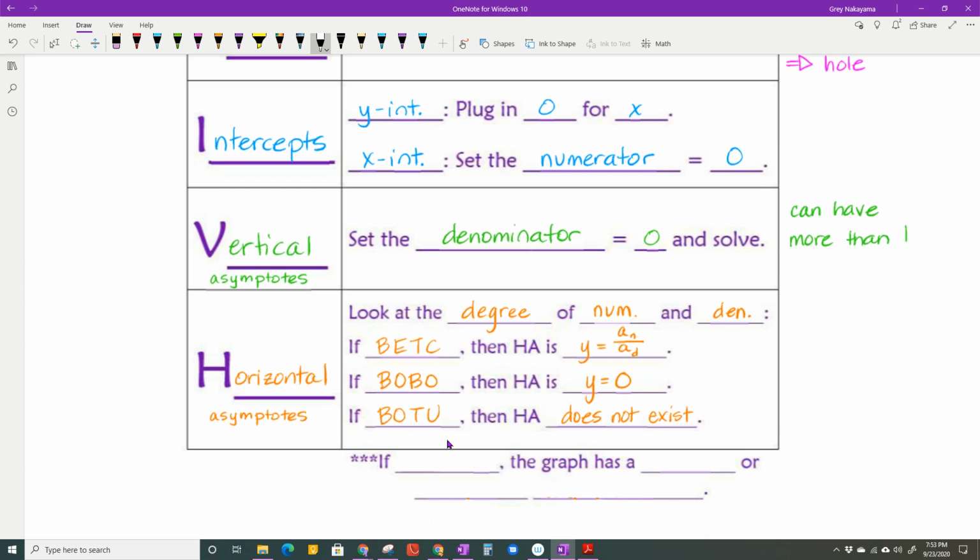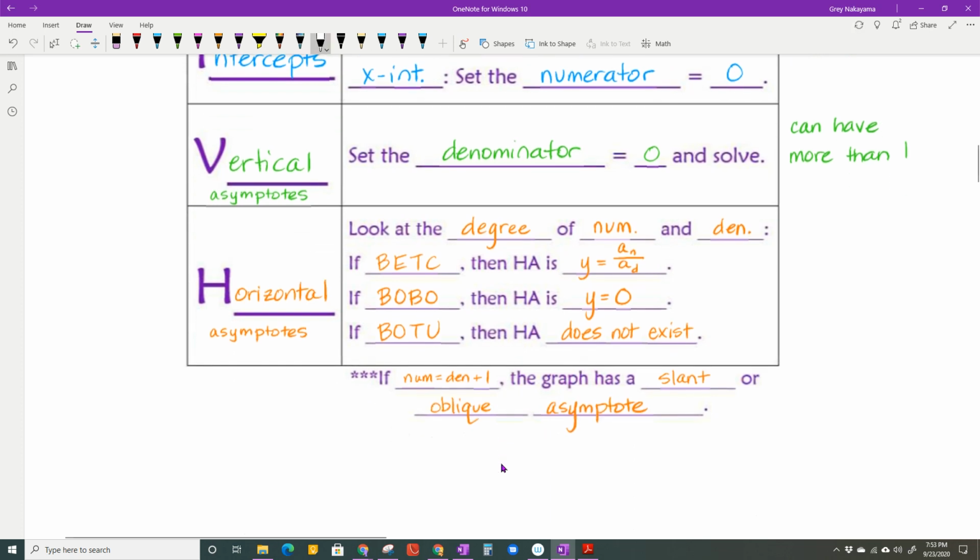BO2, okay? What you're doing, okay, if the degree of the numerator is one more than the degree of the denominator, then your graph will have a slant or oblique asymptote. And you're going to find that by using long division, which is what we did earlier in the chapter, okay?